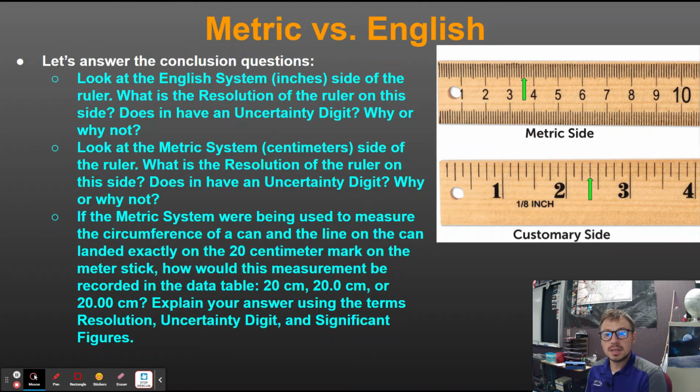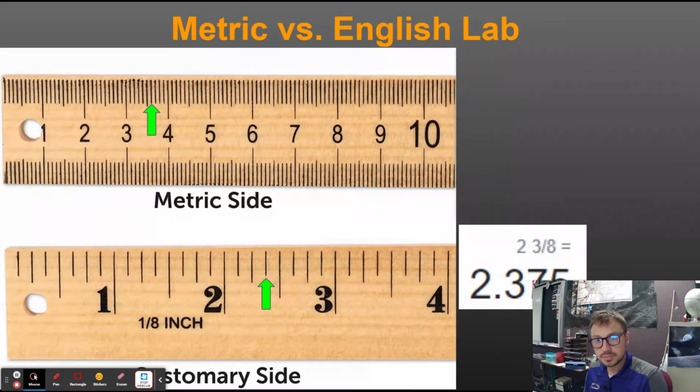It's because the resolution is down to the 1/10th of that centimeter, right? So 20.0, but you also have to include that uncertainty digit. If it's exactly on the line, you can estimate the next digit is going to be a 0. So this gives you 4 significant figures.